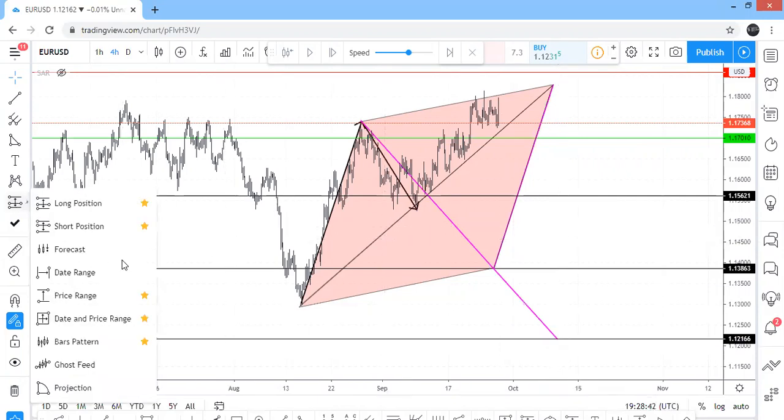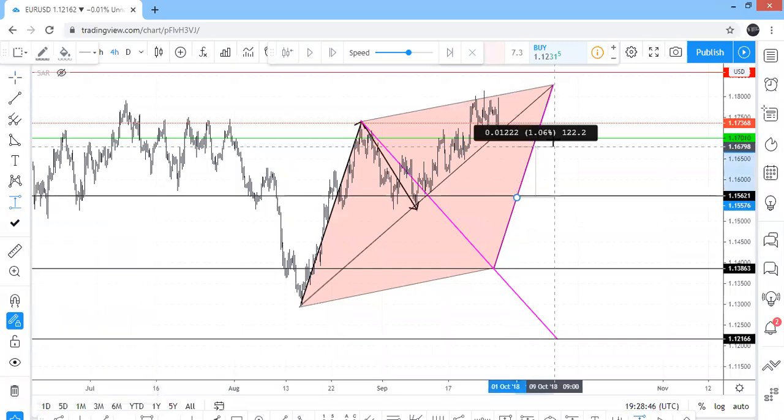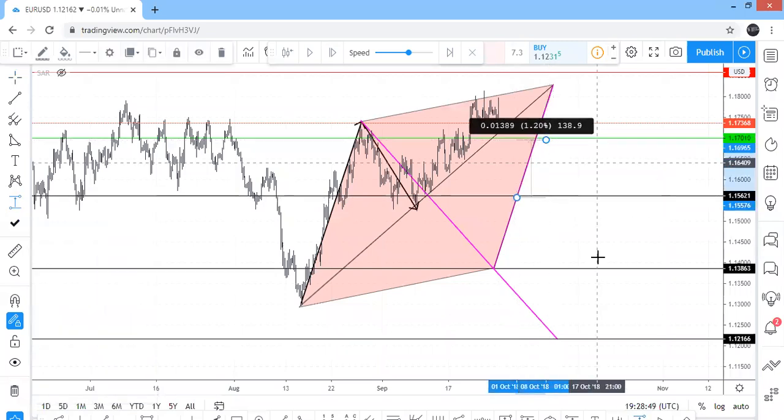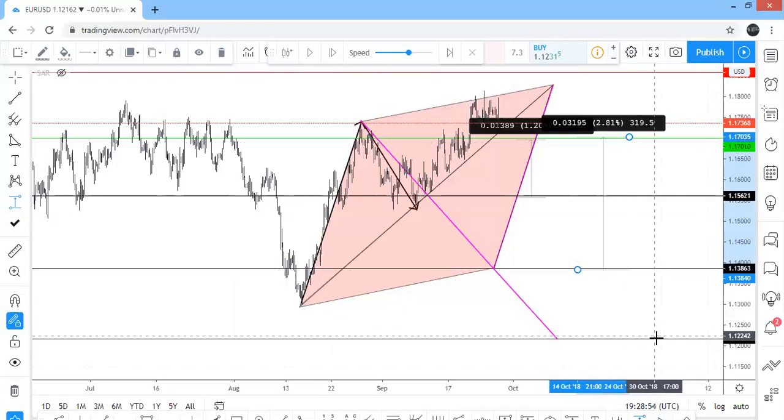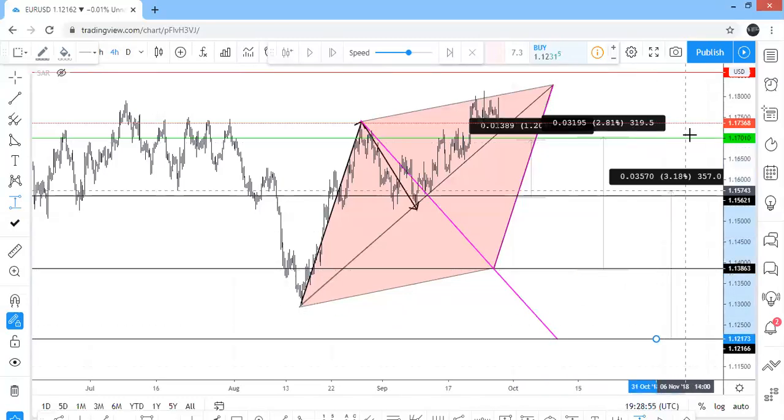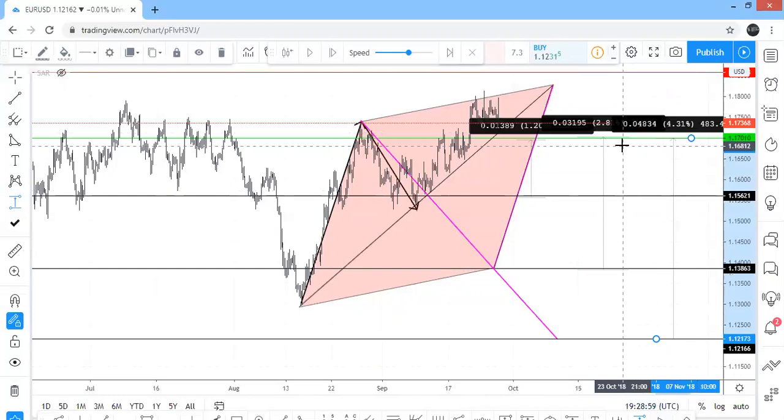Let me show you the pip distance of each interval. So take profit 1 was only 138. Take profit 2, about 320. Take profit 3, 480. We traded this. So this is how it went down, okay?